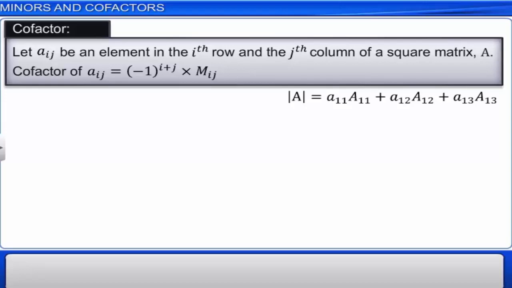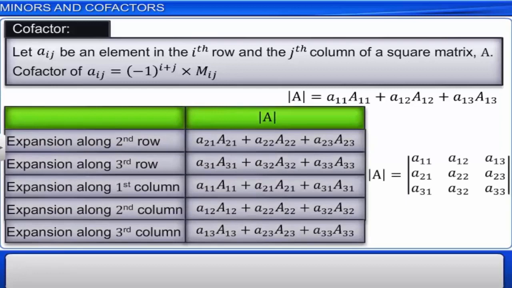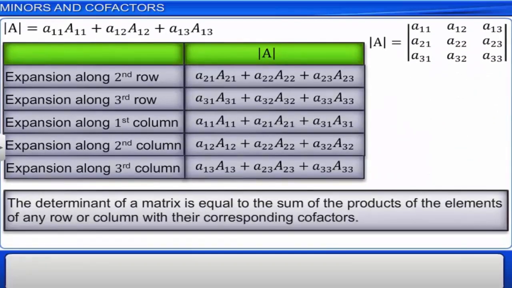Similarly, the determinant of A can be calculated in 5 other ways, that is, along the second row, third row, first column, second column, and the third column. This discussion leads us to a result that the determinant of a matrix is equal to the sum of the products of the elements of any row or column with their corresponding cofactors.